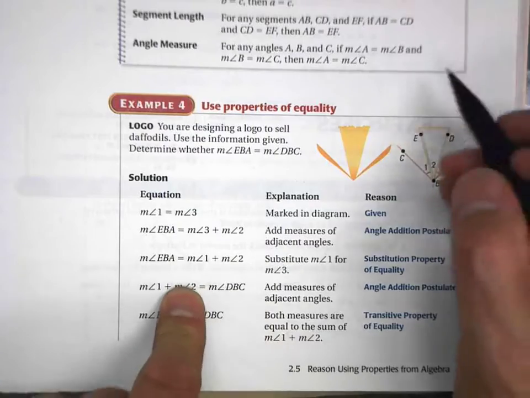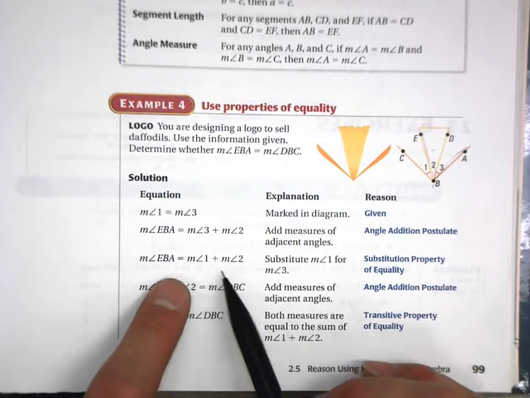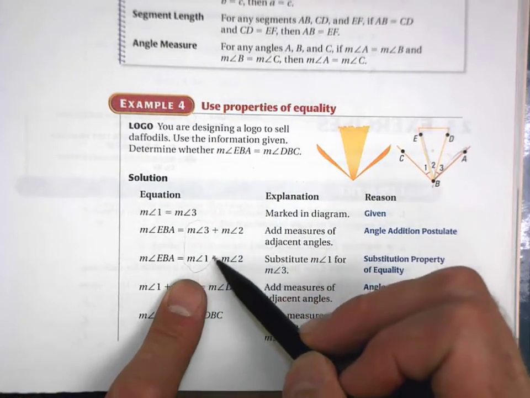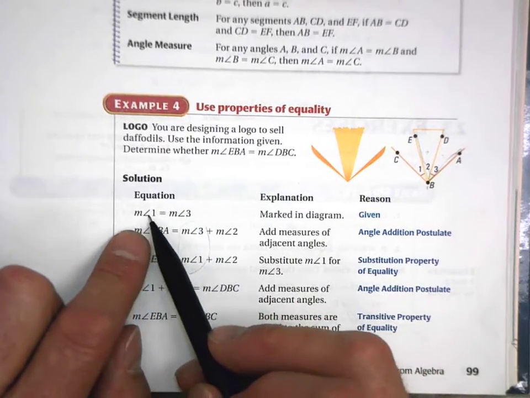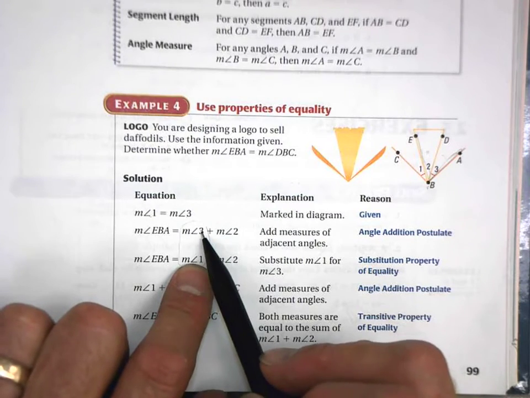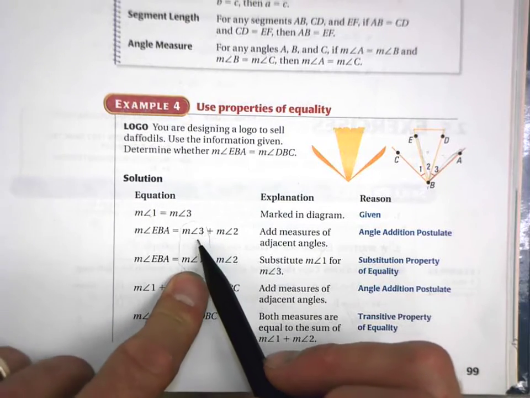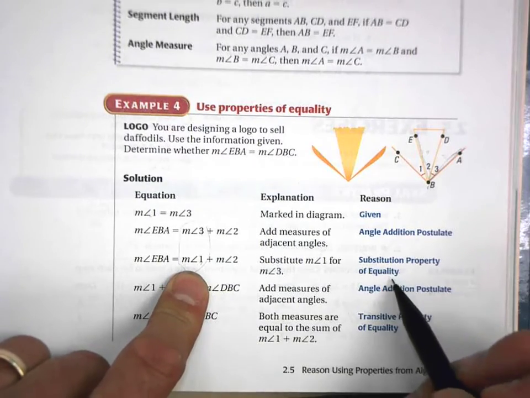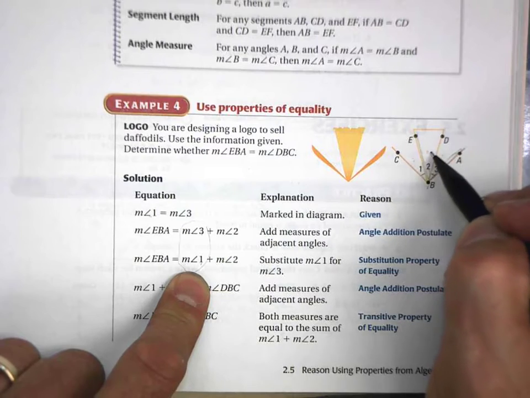We can also say that, what they're saying is that the measure of angle 3, since we just said that the measure of angle 3 is equal to the measure of angle 1, instead of having the measure of angle 3 here, we can substitute and put in the measure of angle 1 for the measure of angle 3. So that's using the substitution property. So now on our diagram, what we've just said is that these two angles, 1 and 2, are congruent to each other.